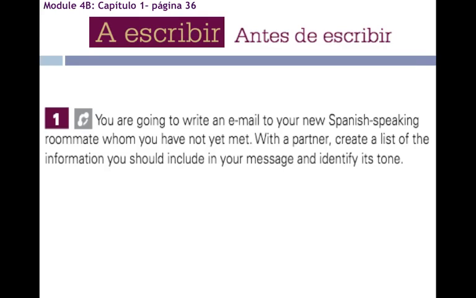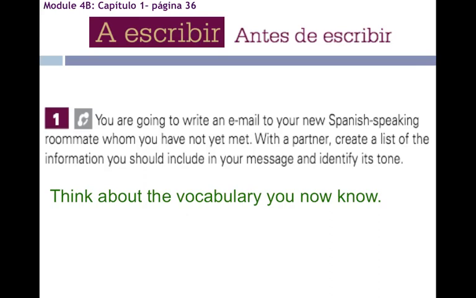You'll send it to me, but pretend like I'm your roommate. You haven't met me yet. You're not going to do this with a partner. You'll do it by yourself. You're going to begin by creating a list of the information you'd like to include in your message. Identify its tone. Perdón. Think about the vocabulary you now know.